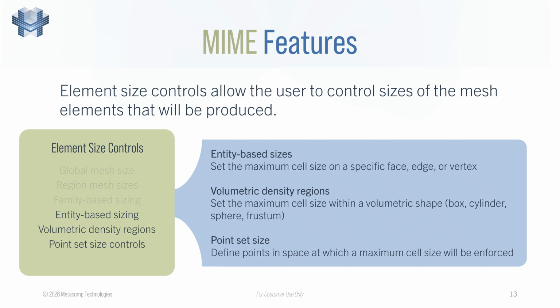Volumetric density regions allow users to denote regions of space within a selection of analytic shapes, such as boxes, cylinders, or spheres, wherein the cell size will be limited. Volumetric density regions are useful for many purposes, such as the refinements of wakes and regions with separated flow. With these phenomena, the cell size must be controlled in the volume, away from the surfaces of the geometry.